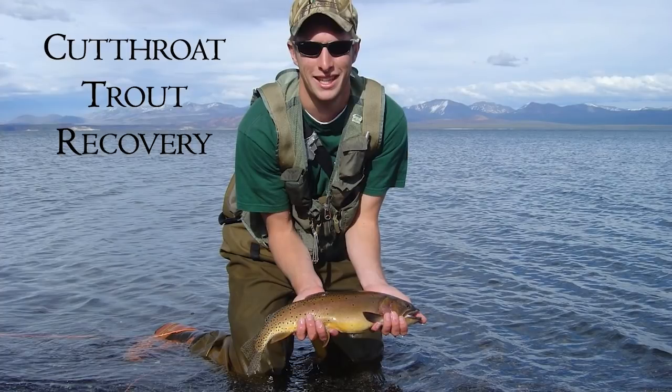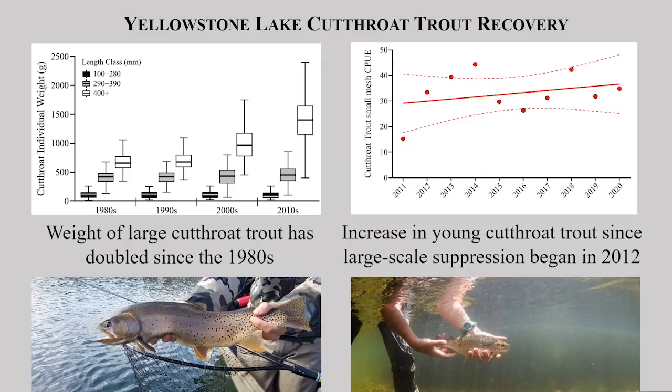What about our cutthroat trout, and how are they recovering in the Yellowstone Lake ecosystem? Up on the top right, this is the abundance of juvenile cutthroat trout from 2011 through 2020, and they are steadily increasing over time in the Yellowstone Lake ecosystem, which we're very happy to see. Our large cutthroat trout, shown here on the upper left, the white boxes, which are increasing from the 1980s through this past decade, is the individual weights of the large cutthroat trout.